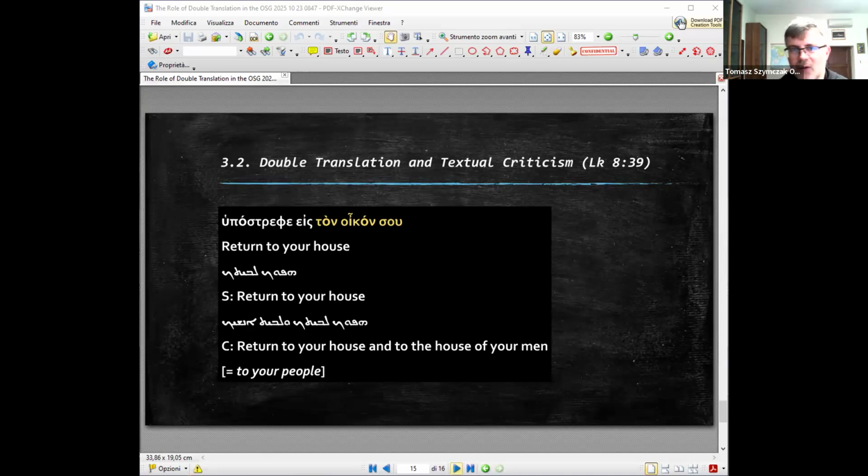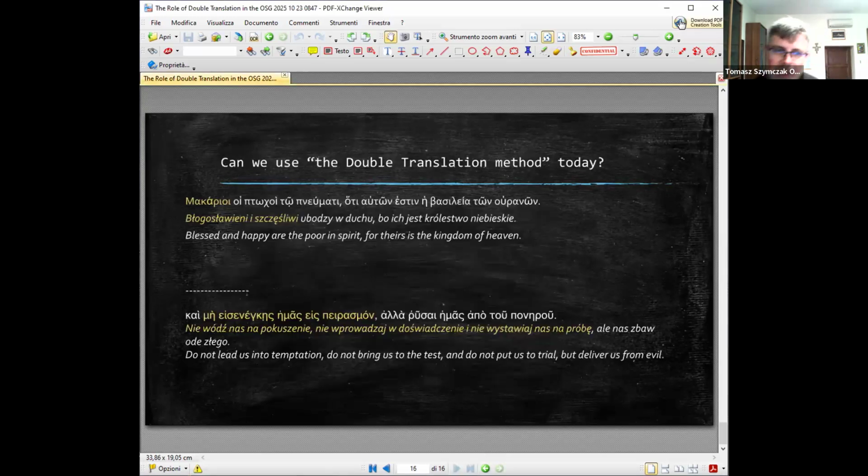We cannot use double translation in textual criticism without caveat, without being very cautious. And just for the conclusion, we celebrate with this international conference the 60th anniversary of the Biblia Tysiąclecia, the Millennium Bible, and I do not think we can find examples of double translation there, and perhaps there is no reason to attempt renderings such as, for example, here.